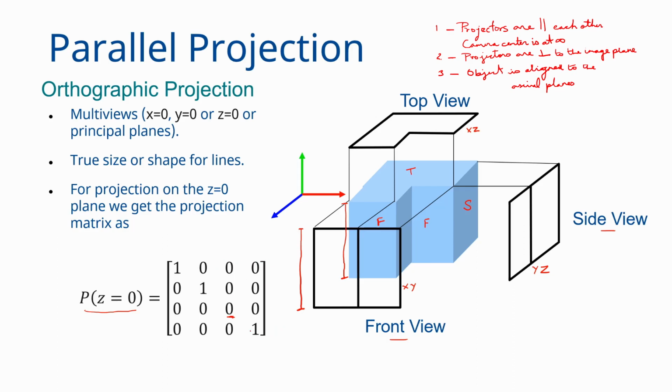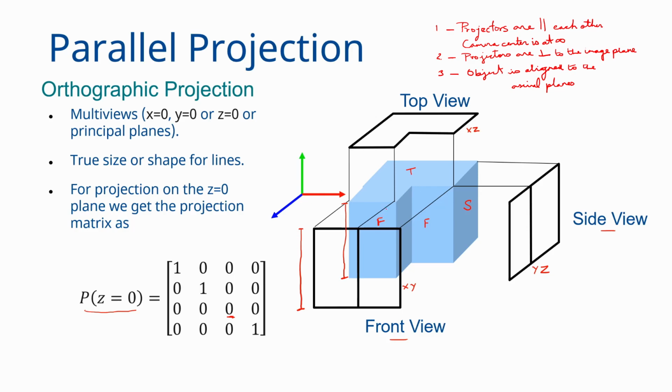The homogeneous coordinate will not change, but the Z coordinate will go to 0. So this is very simple. The good thing about the orthographic projection is that it is very simple to apply. You also get these nice true sizes and shapes on the planes of projection.